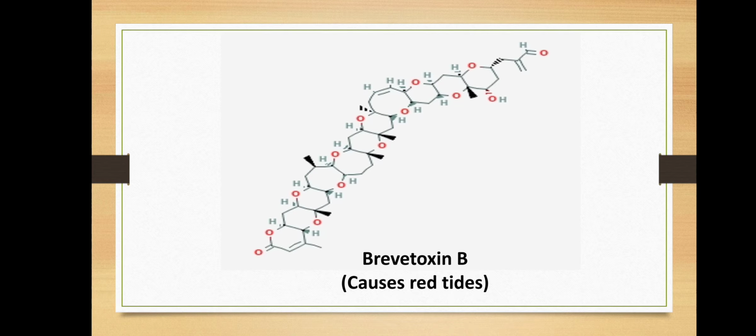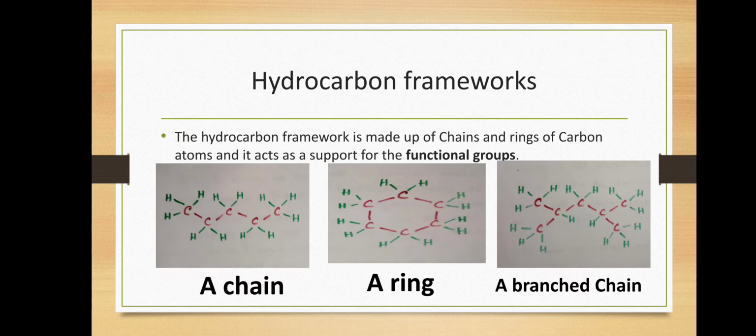For drawing an organic molecule, at first you have to identify the hydrocarbon frameworks. As we all know, most of the organic molecules contain carbon and hydrogen. It is important to recognize the framework very well. It may be made up of chains as well as rings of carbon atoms, and it acts as a support for the functional groups. Here I have drawn a simple chain, a ring, and a branched chain. You can see I have used different colors to distinguish between carbon atoms, C-C bonds, and hydrogen atoms, C-H bonds.